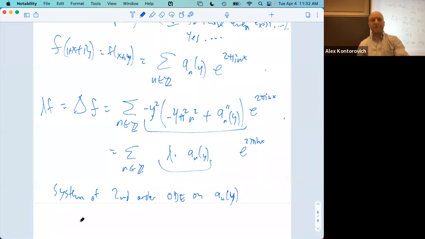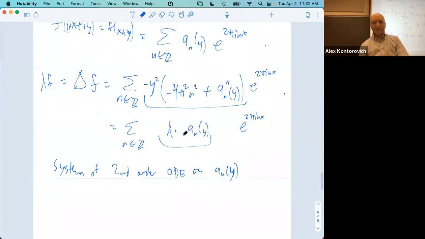And what is that ODE? It says that, well, it's right here. I could write it again, or I could just leave it. That's the second order ODE, and you're saying this is what it means to be an eigenfunction. That's right. The fact that it's an eigenfunction means that its coefficients satisfy the second order ODE.